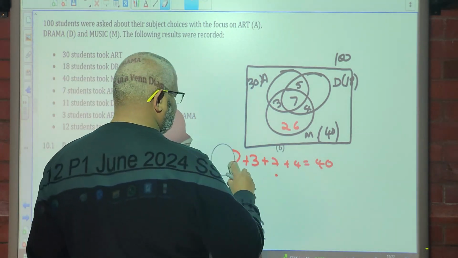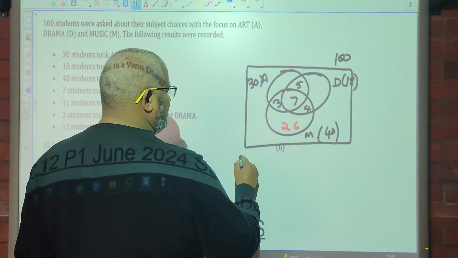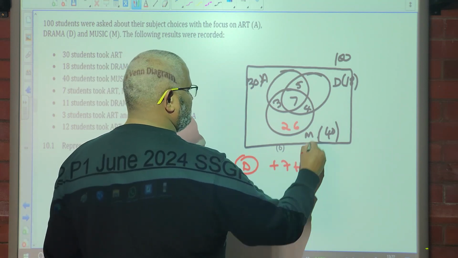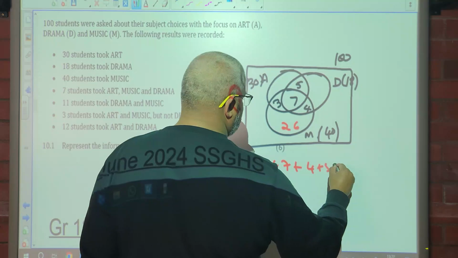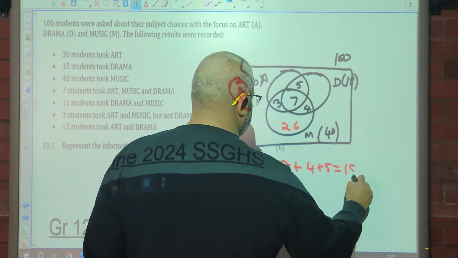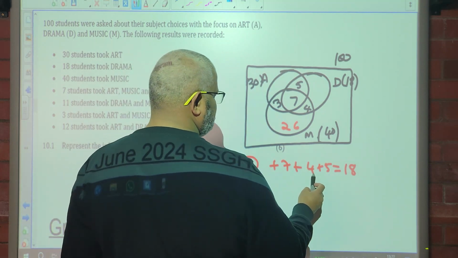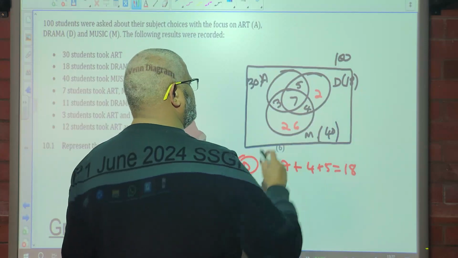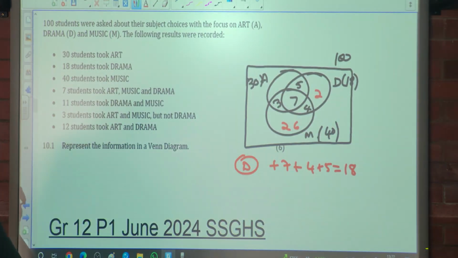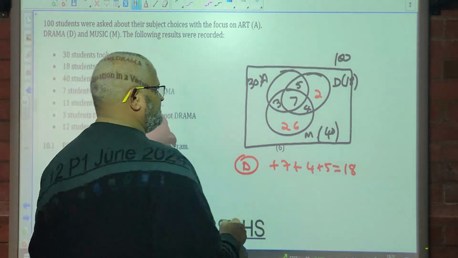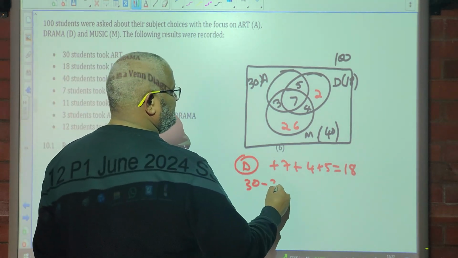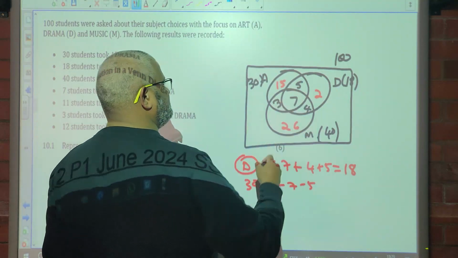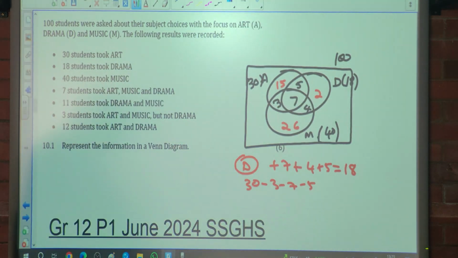Let's go to the next part. The blank in D, the drama, plus 7 plus 4 plus 5 gives us 18. 7 plus 4 is 11. Plus 5 is 16. So there's 2 that does drama only. Then for art, 30 minus 3 minus 7 minus 5 is 15. So 15 does art only.